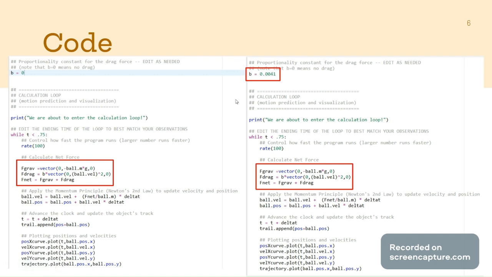On the other hand, on the right here, we have b equals 0.0041. So that was the constant I found for drag. And when you plug it into this equation down here, you have F grav, obviously, and then F drag actually produces a number now. So then F net equals F grav plus F drag. So this means that you're going to have two forces acting on the object, whereas in the first one, since F drag equals 0, it was just F net equals F grav, which we stated earlier.